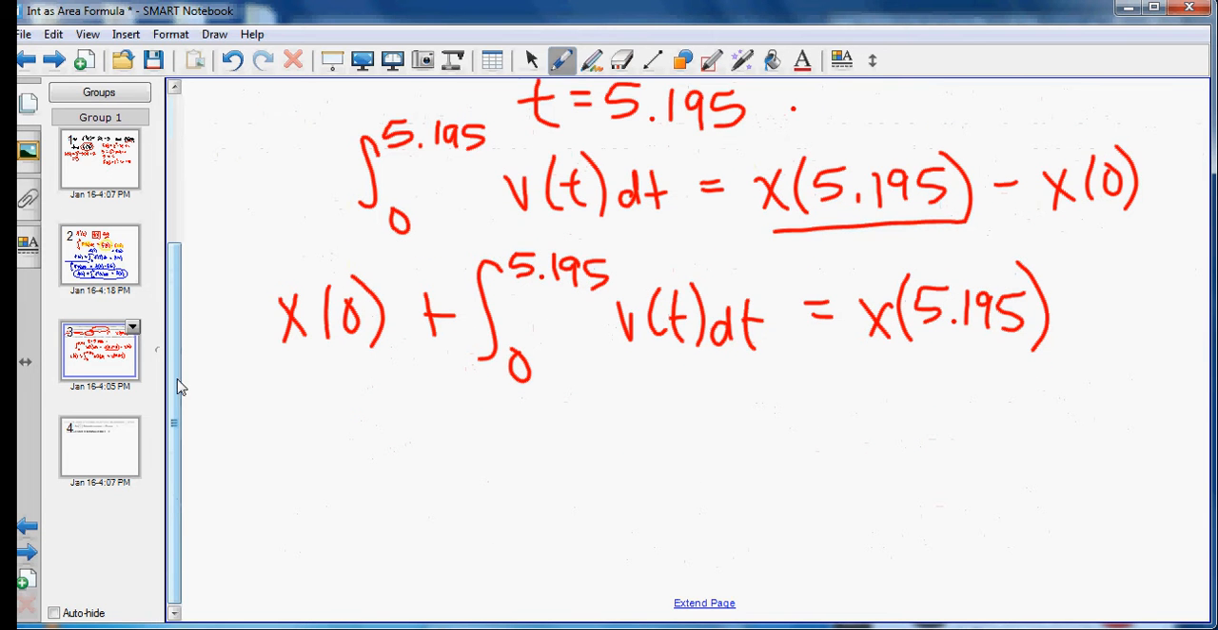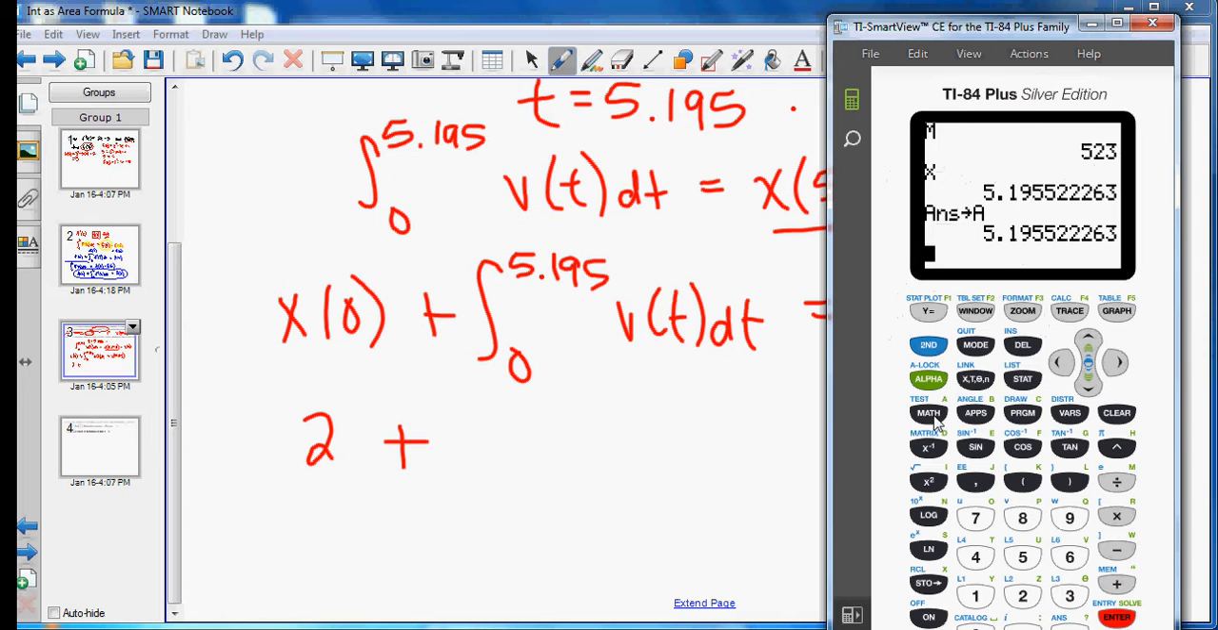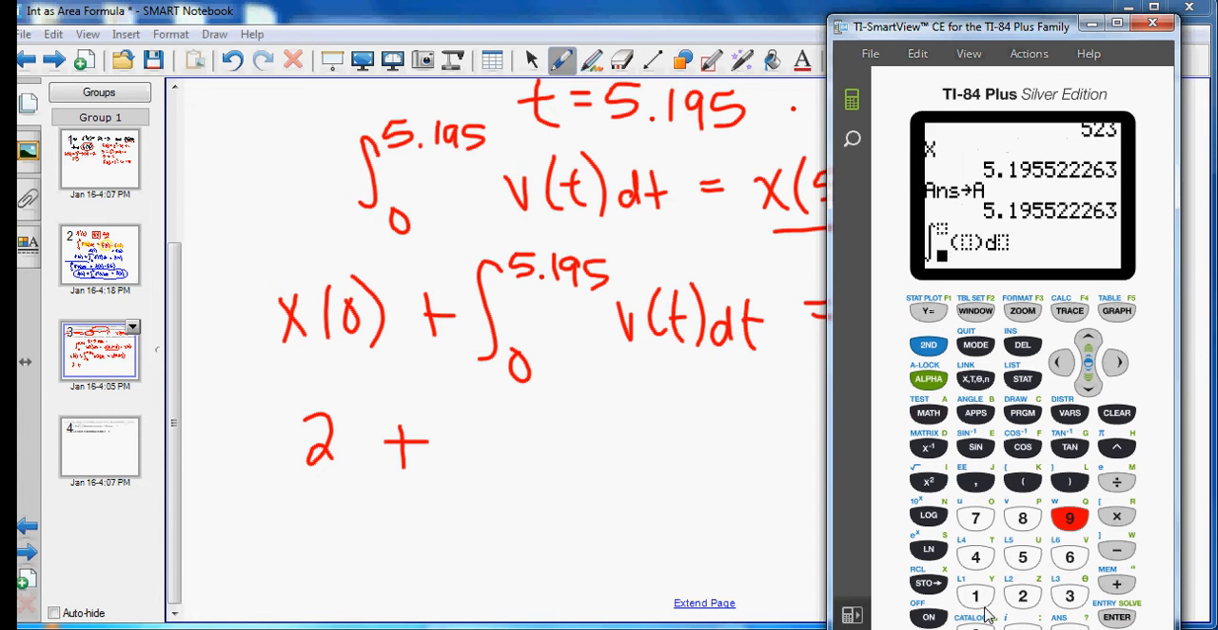x of 0, they told us, is equal to 2. So I'll just put 2 in there. And this integral I can do in my calculator. So I'll go over to my calculator, hit Math 9, go from 0 to a, because I saved the exact number, 5.1955 and so on, into a.